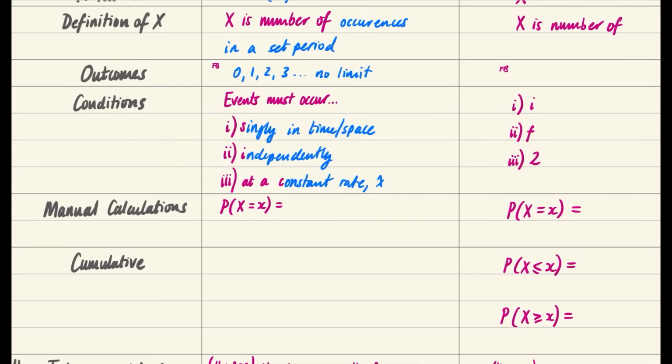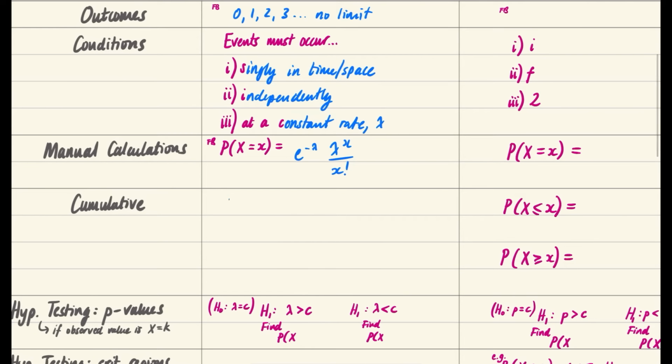Now, if you're going to do these manual calculations, this one should have a little FB by it because it is in the formula book. This manual calculation is just e to the minus lambda multiplied by lambda to the power of x over x factorial. So it's a nice one to be able to use if you need to, but most of the time you're going to be able to use your calculator for this. For cumulative probabilities, you are literally just going to use your calculator or the tables that are printed for you, because it's a very calculator heavy section, the Poisson one.